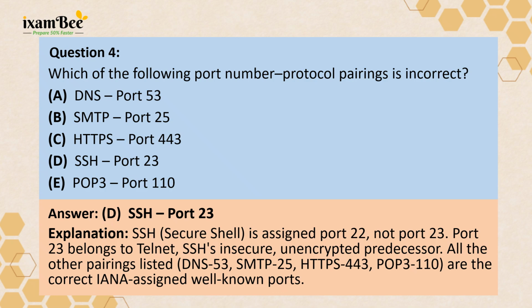This is a straightforward, well-known port recall question, but with a classic trap built in. SSH, which is secure shell, is actually assigned port 22, not port 23. Port 23 belongs to telnet, which is SSH's older unencrypted predecessor, and that mix-up is exactly what this question is testing. Every other pairing here is correct. So the answer here is that the incorrect pair is option D.